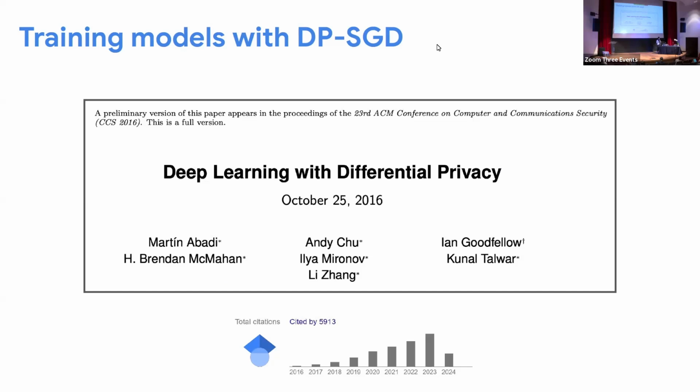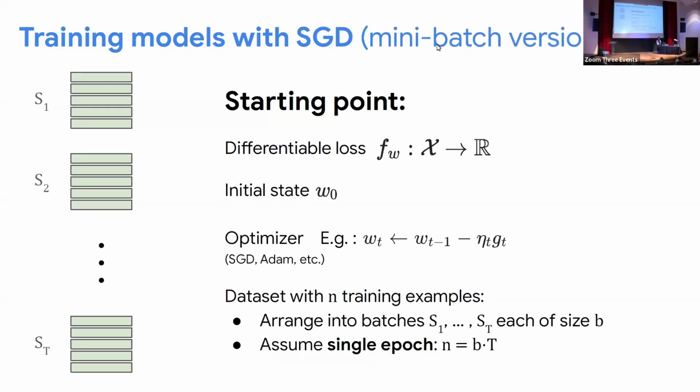The usual way of achieving differential privacy when training ML models is to use an algorithm called DPSGD, or differentially private stochastic gradient descent. This was first introduced in a paper by Abadi et al. in 2016, and is still being used now for training ML models. The focus of this talk will be DPSGD, so I'll go through it again in more detail.